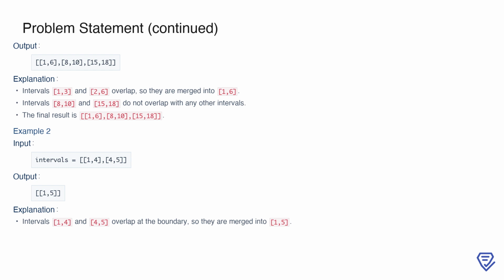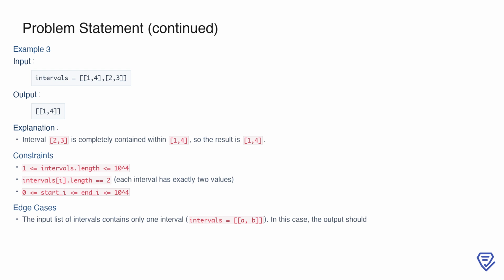In the second example, the input is [1,4], [4,5]. While these intervals only touch at the boundary, they are still considered overlapping, so they are merged into a single interval, [1,5]. In the third example, the input list is [1,4], [2,3]. Here, [2,3] is completely contained within the range of [1,4]. Since there is no need to keep the smaller interval separately, the result is just [1,4].